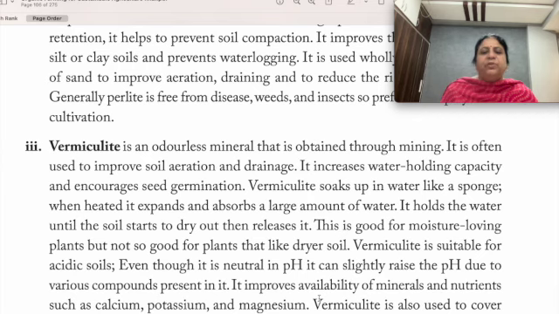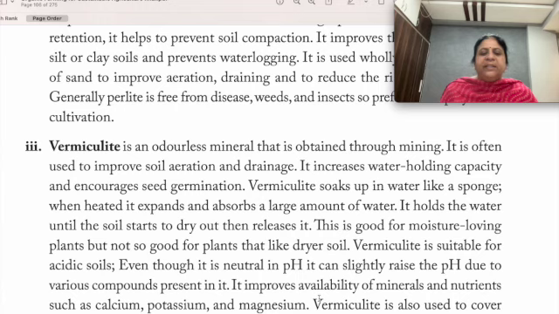It is often used to improve soil aeration and drainage. Vermiculite also increases water holding capacity and encourages seed germination. Perlite improves the drainage and vermiculite improves the water holding capacity. This is good for moisture loving plants but not so good for plants that like dry soils like cactus and all. It is not recommended.